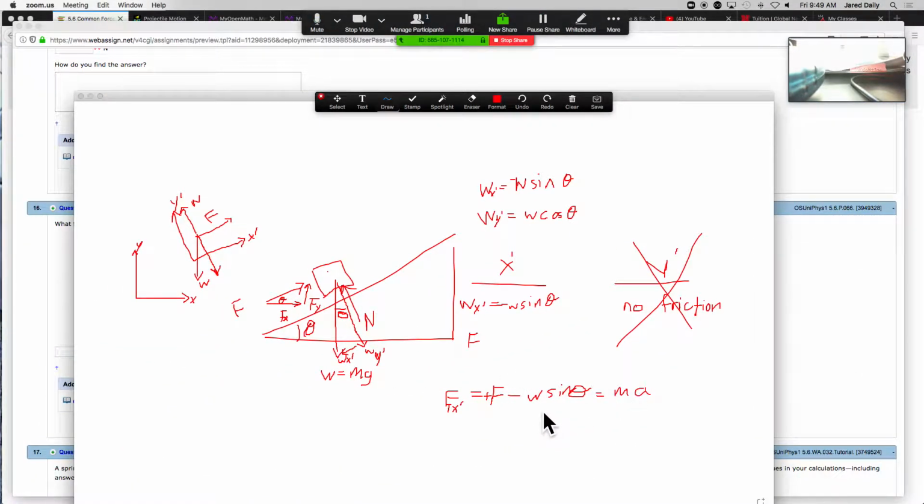Our mass is the mass of the box. So in this equation, we know the weight of the box, we know the angle, we know the mass of the box, and we know the acceleration of the box. You plug all these in and solve for F. We're done. Or we solve for F and plug them all in.